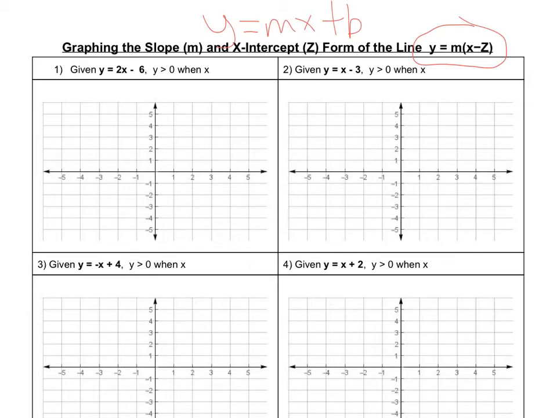Now y equals mx plus b is slope and y-intercept form. On the other hand, this form here, y equals m(x minus z), is slope, and z is the x-intercept of the line. So what's involved here is you always have to factor out m. And even if it's a 1, I'm going to encourage you initially to factor it out. So let's take a look at an example.